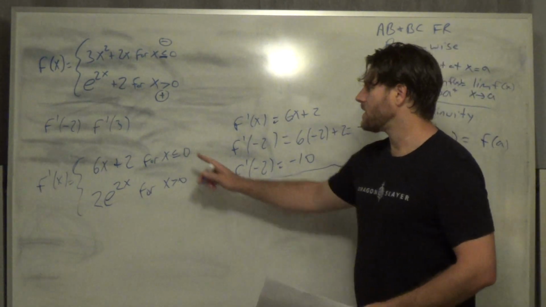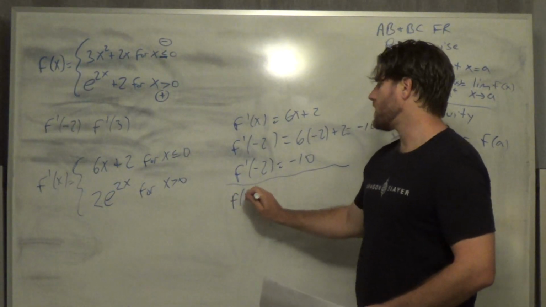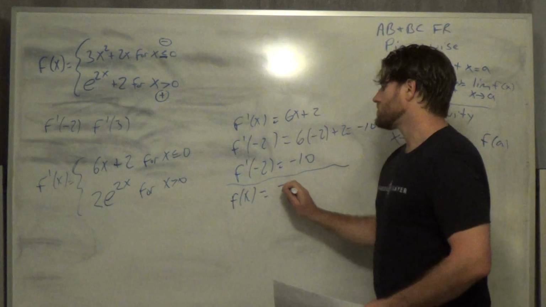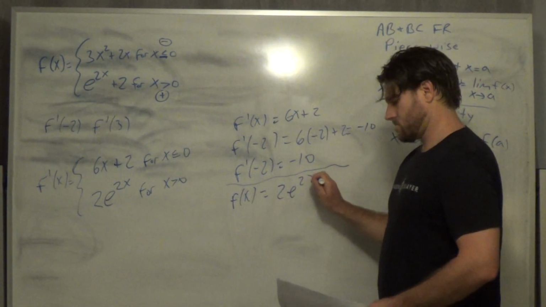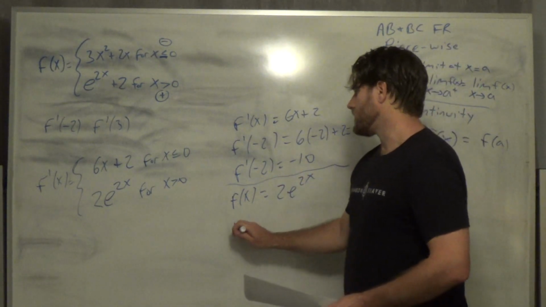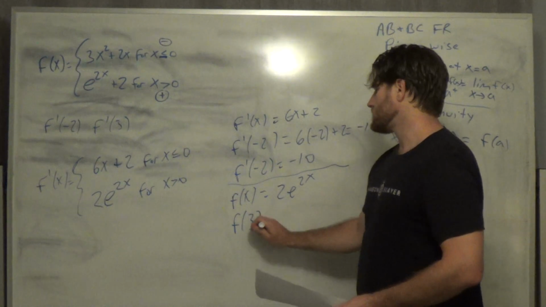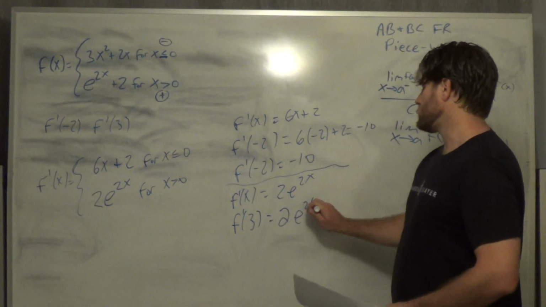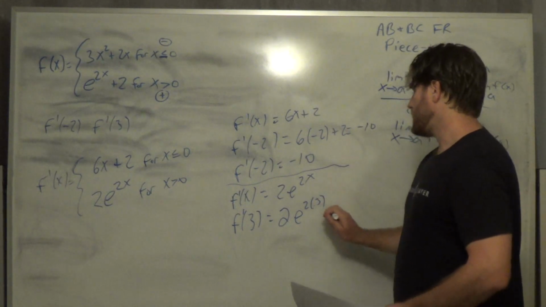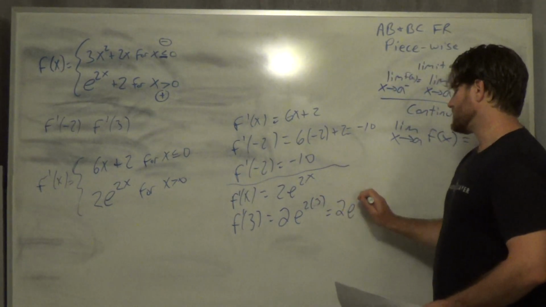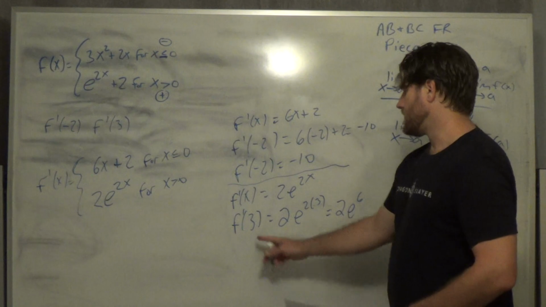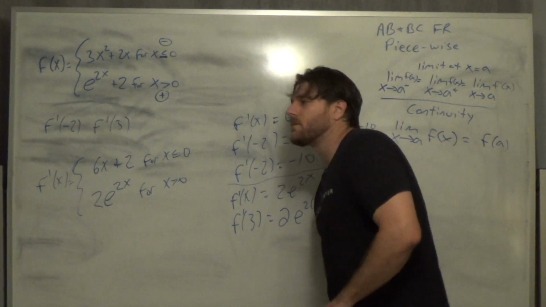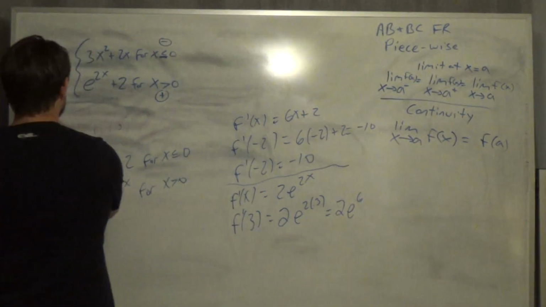And for the next one, they want f prime of 3. So which piece of that are we going to use? Well, 3 is greater than 0, so we're going to use this one. And now we're going to plug in a 3. So f prime of 3 is 2e to the 2 times 3. And of course, that's going to give me 2e to the 6th. And there you go, so that is part B. We've got part A, we've got part B, and now let's go to part C.